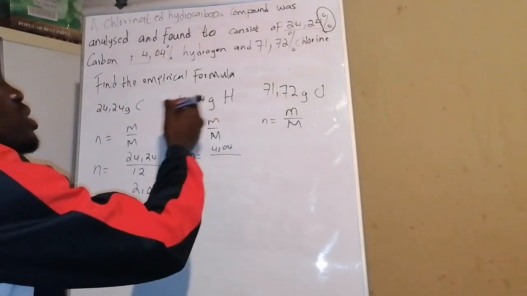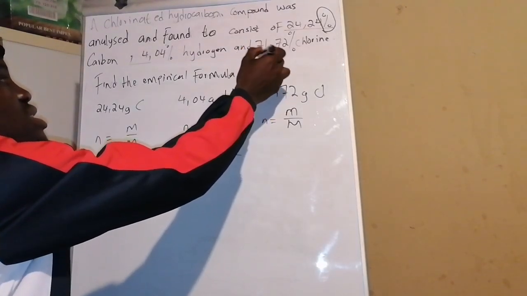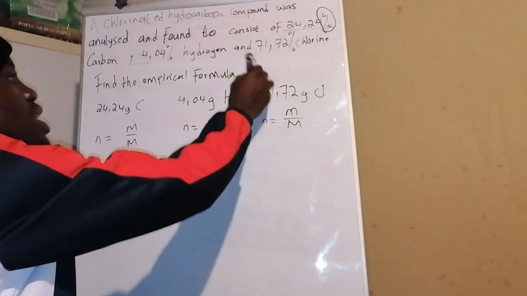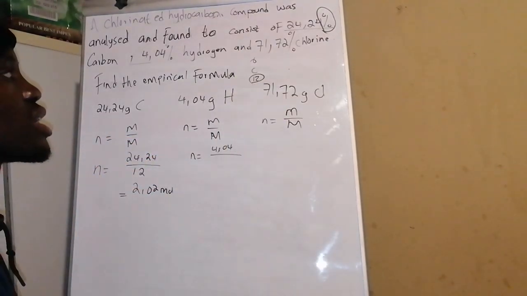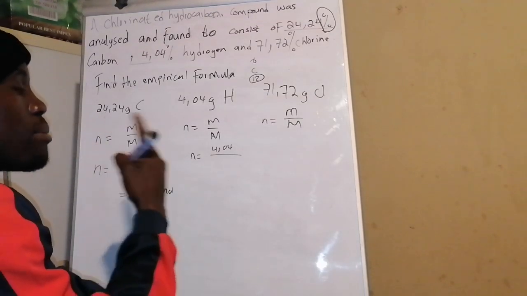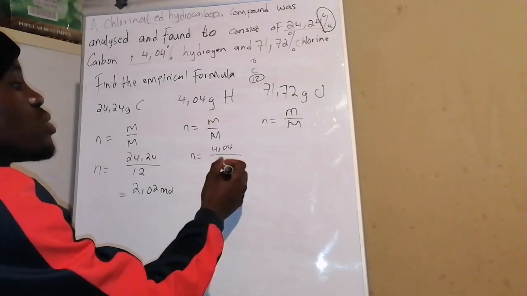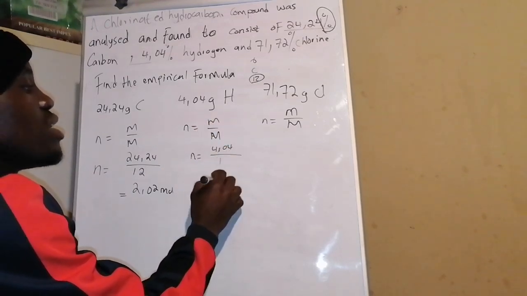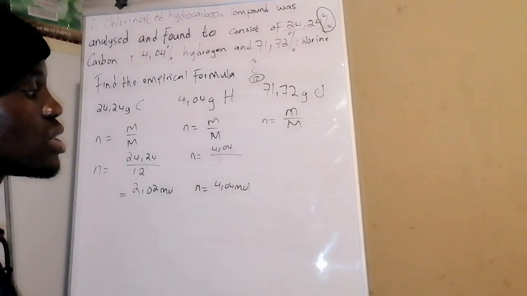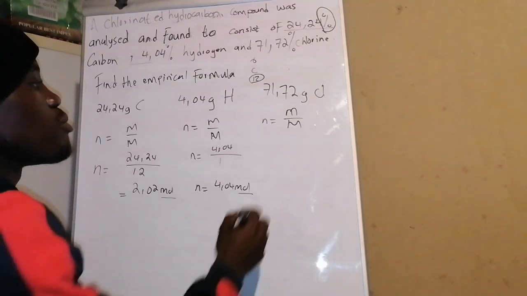So carbon on the periodic table is written as C. Here I don't know if it is 6 and 12, but something like that. We take the bigger number, that's the relative atomic mass, and we put it as a molar mass. Now 4.04 divided by the molar mass for hydrogen, which is 1, we are having 4.04 mole. Remember to put the SI units for number of moles.